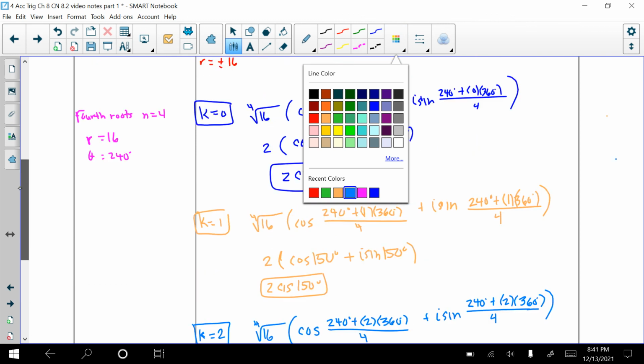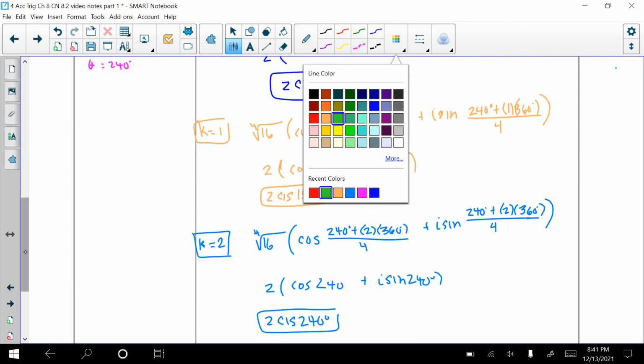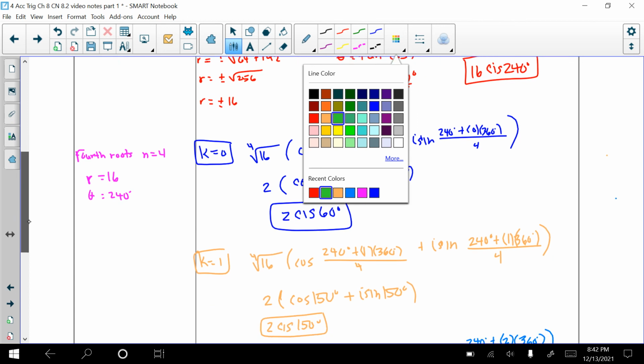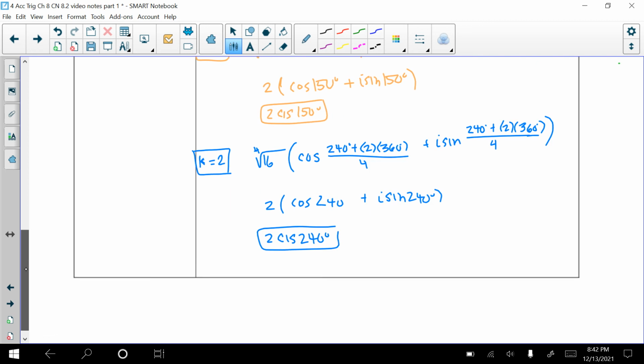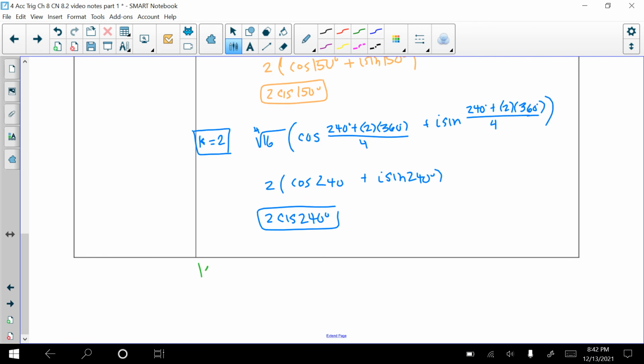Let's see what colors have I used. I'll switch to green next. So I have 3 of the fourth roots determined. 1, 2, 3. Now we'll do the last one. So my k value will be 3. Got the fourth root of 16 times in parentheses cosine of 240 degrees plus 3 times 360 all over 4 plus I times sine of the same expression.